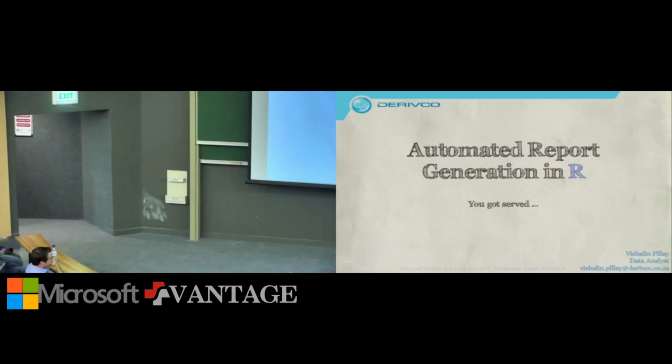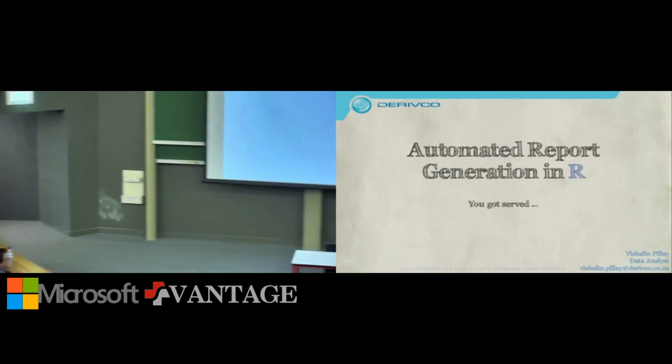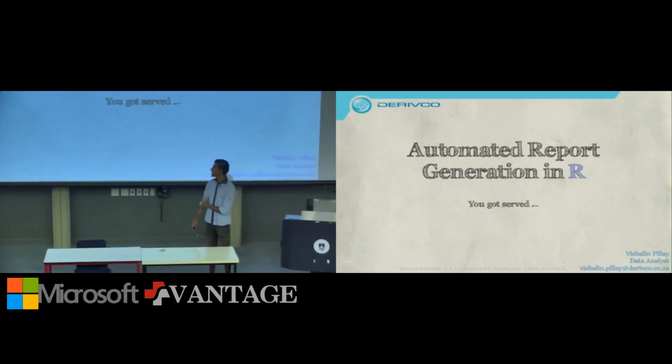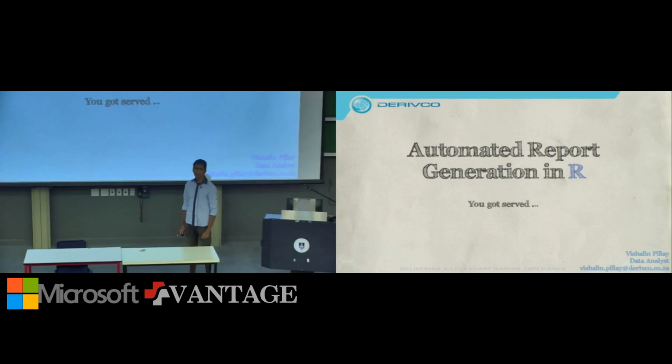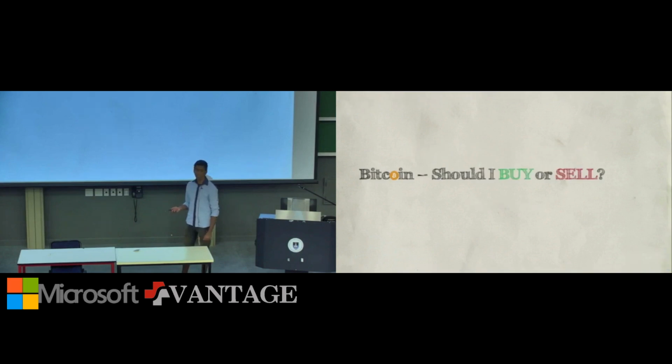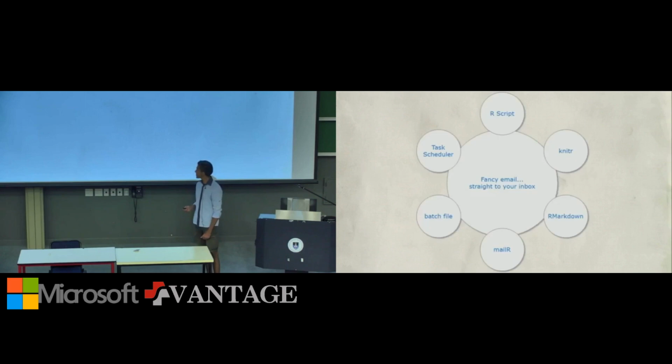How many can say that we get R to work for us? I hope to, in this short tutorial, give you the ability to create automated reporting or run jobs in R, and we're going to do that by trying to answer a simple case study question. Bitcoin, should I buy or sell? Simple enough, right? But before we get to answering that, let's look at the process we need to put in place to generate our report.